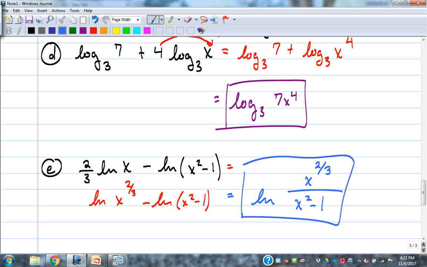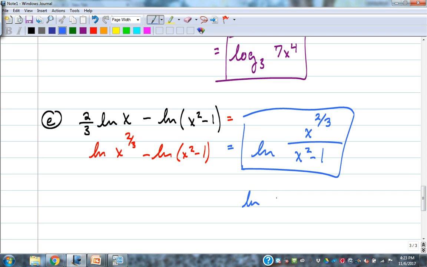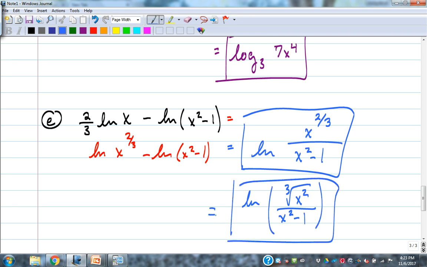This is correct, but you may also see it written with the cube root of x squared on top. This is also correct. Both of those are equally correct and equally likely to be seen on the final or the exam or on a Canvas quiz, because it's just taking that notation and changing it. The 2/3 power is a cube root, and then the numerator of the fraction is on the inside.